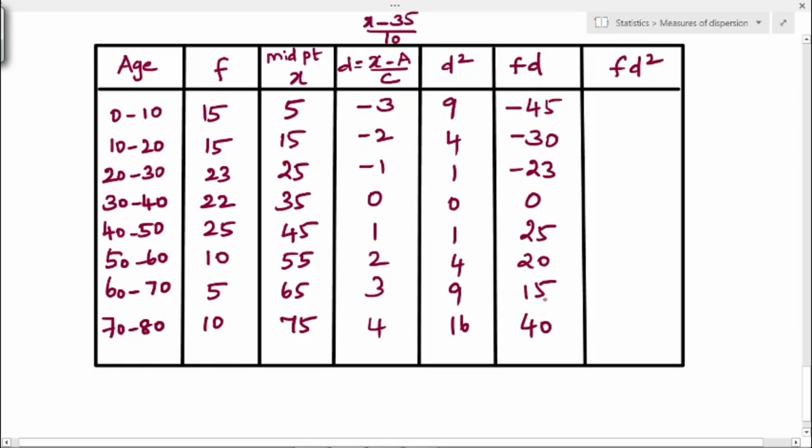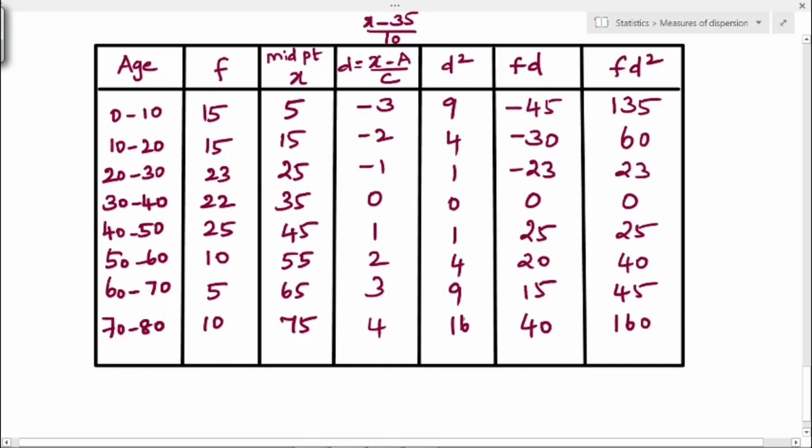Next we have to calculate fd square. For fd square we have to multiply f and d square values. So 15 into 9, that is 135. Next 15 into 4, 60. Next 23 into 1, 22 into 0, 25 into 1, 10 into 4, 5 into 9, and the last value is 10 into 16, that is 160.